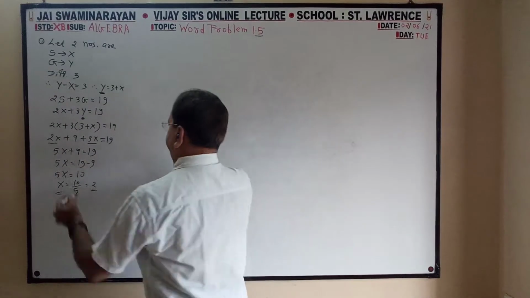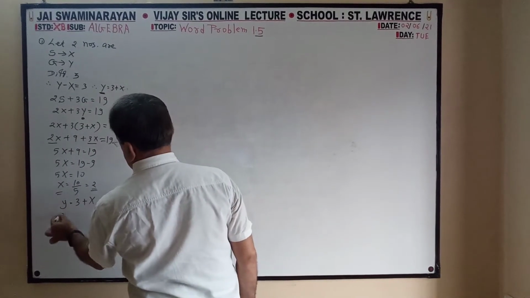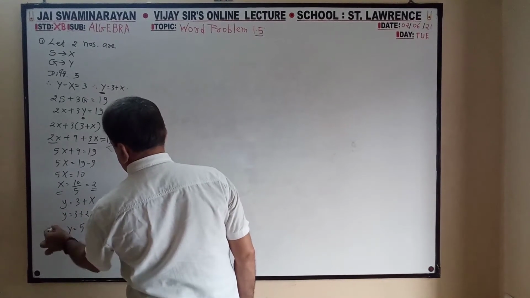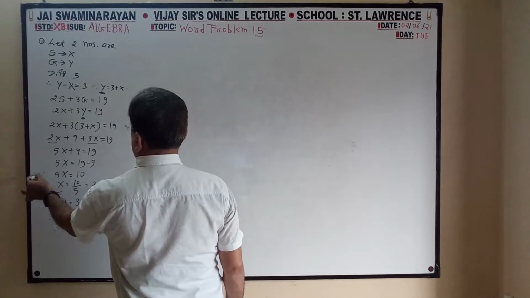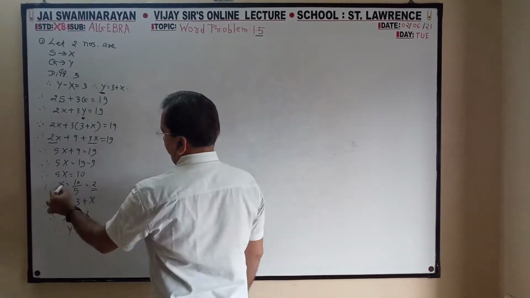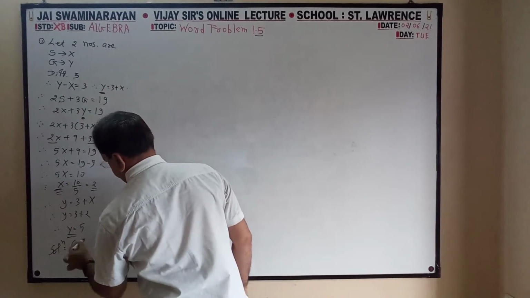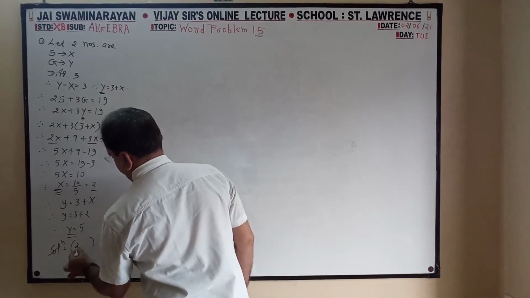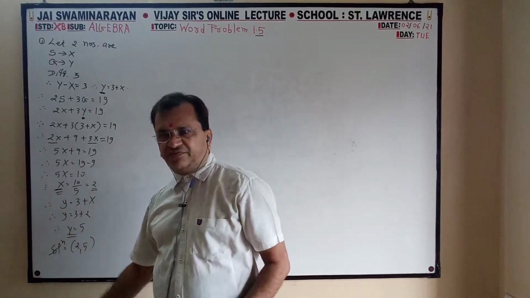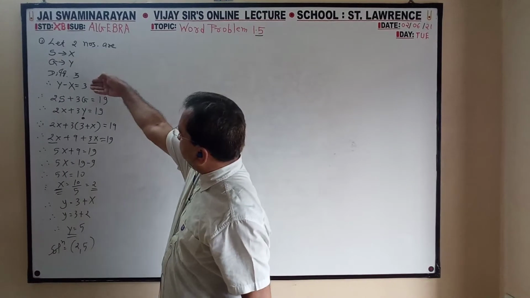And we have y is equal to 3 plus x. So y is equal to 3 plus 2, so y is equal to 5. Now you got x, now you got y, so the solution: x is 2, y is 5. Now see the difference. The difference is 3, which is what we got.